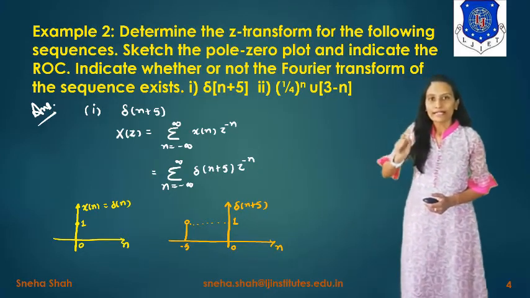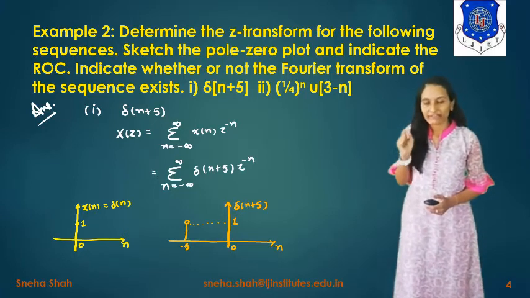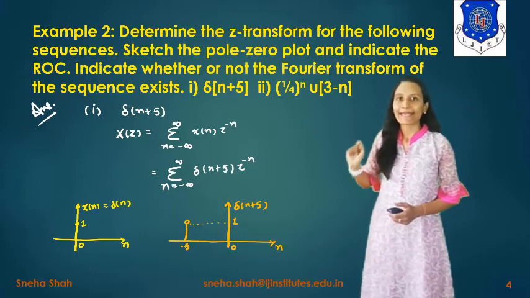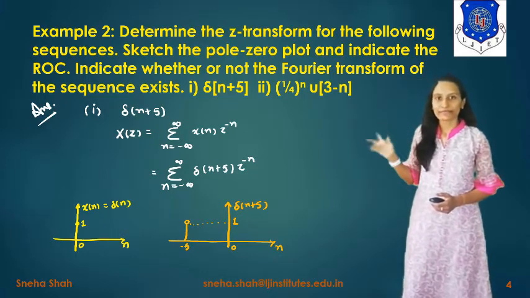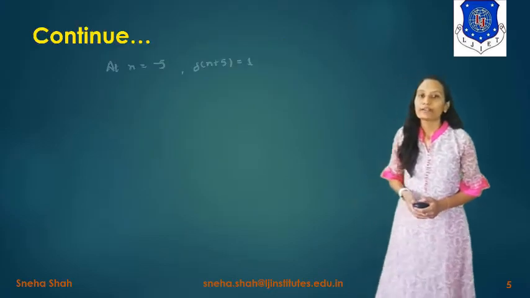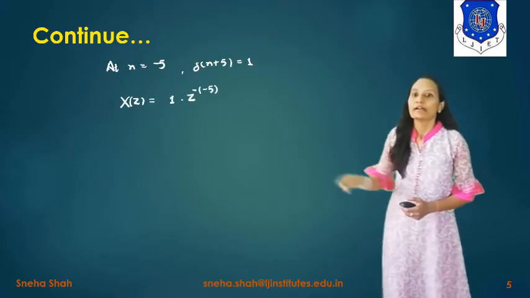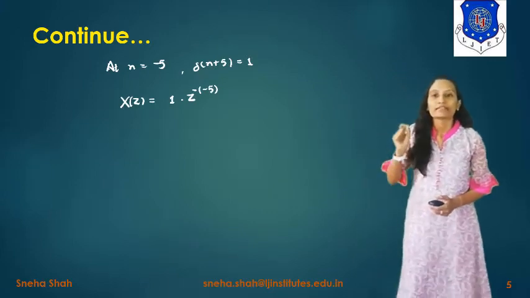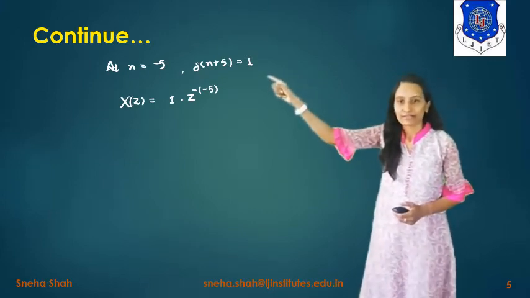For that, only the value of n equals minus 5 will exist, and the value of delta of n plus 5 equals 1 for n equals minus 5. So we'll apply this rule over here. So the value of x of z equals 1 into z raised to minus 5, because the value of delta of n plus 5 equals 1.